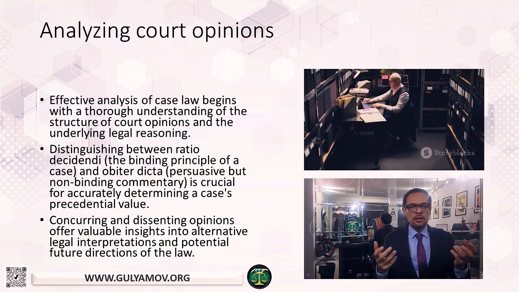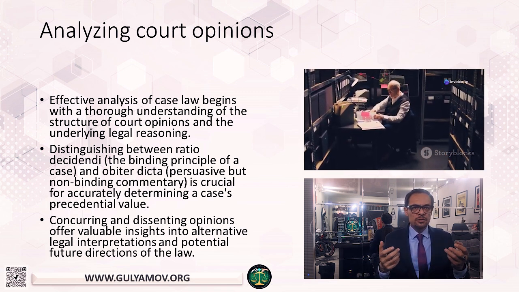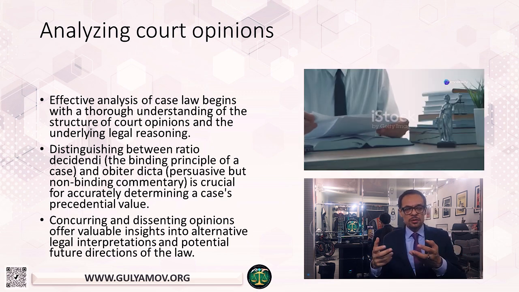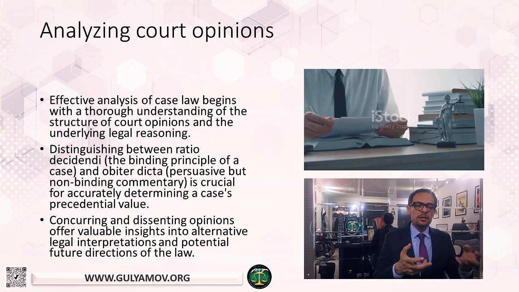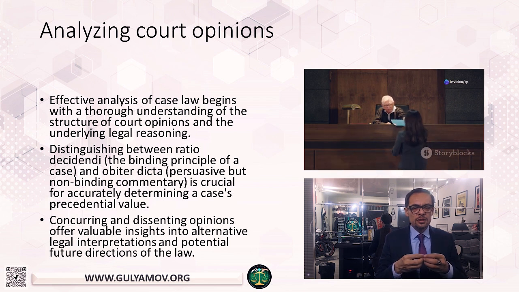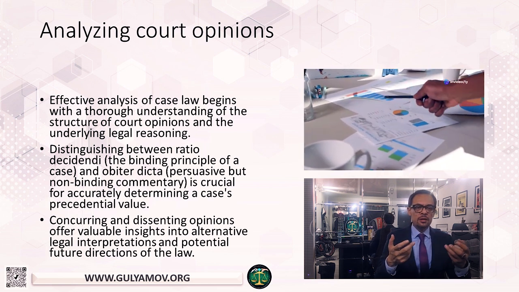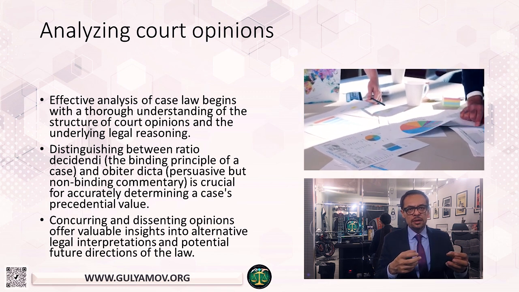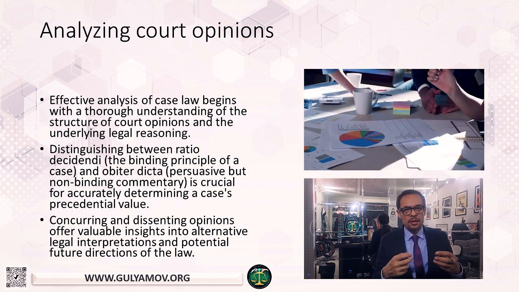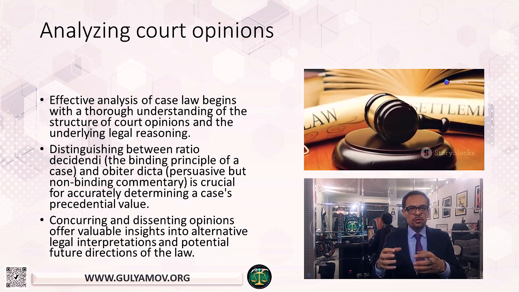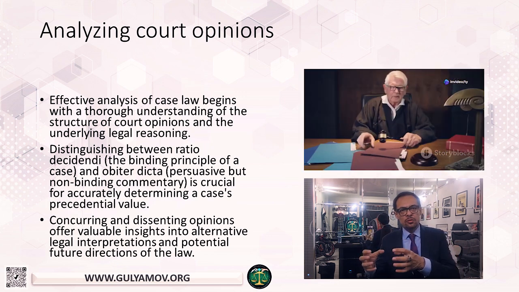Legal reasoning in judicial opinions may employ various forms, including deductive reasoning, applying general rules to specific facts; analogical reasoning, drawing parallels with previous cases; and policy-based reasoning, considering broader societal implications. Analyzing the court's application of legal principles to facts reveals the nuanced process of judicial decision-making. Concurring and dissenting opinions offer valuable insights into alternative legal interpretations and potential future directions of the law. Identifying implicit assumptions in judicial reasoning can uncover underlying biases or policy preferences that influence outcomes.